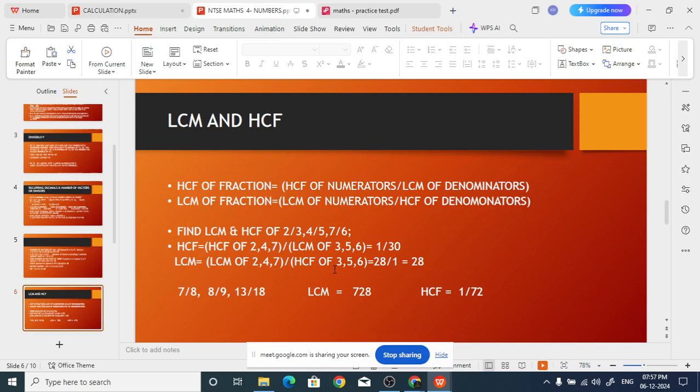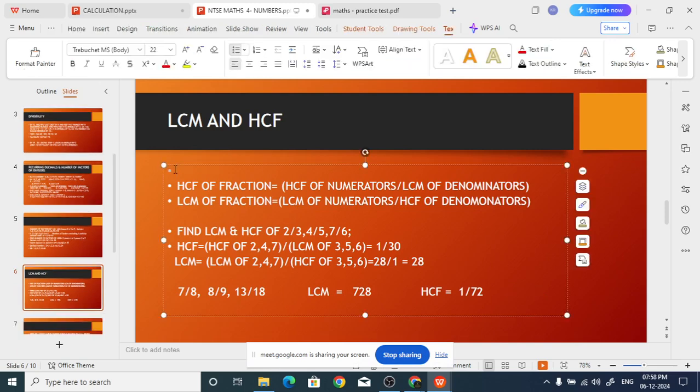Have you studied this? Yes, sir. Highest common factor and lowest common multiple. Yeah, normally, I'll take an ordinary example, say 24 and 36. What is the LCM? How will you find it? Prime factorization method, sir.